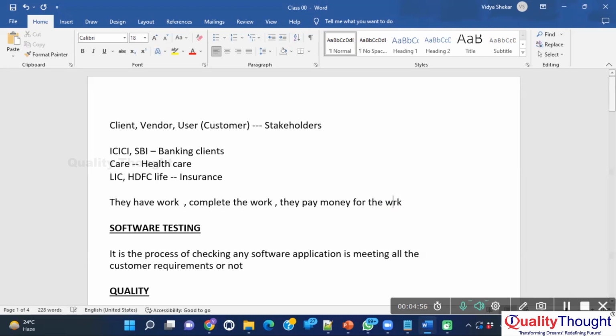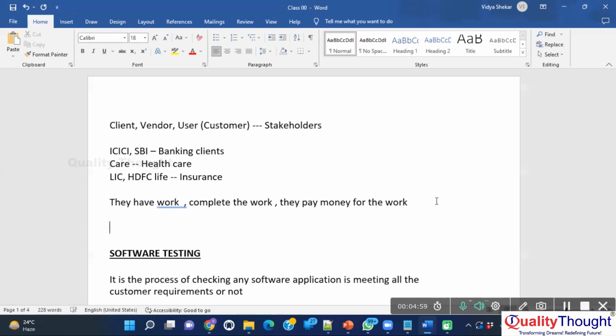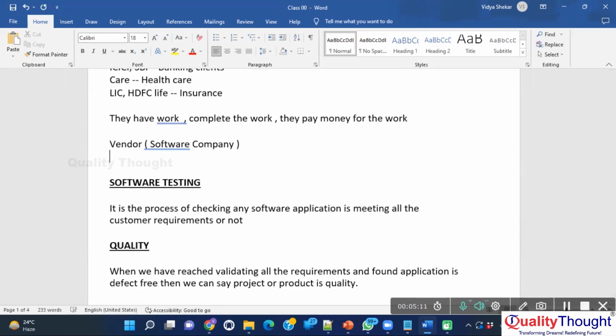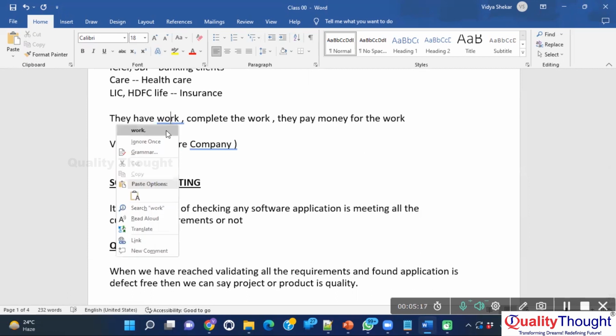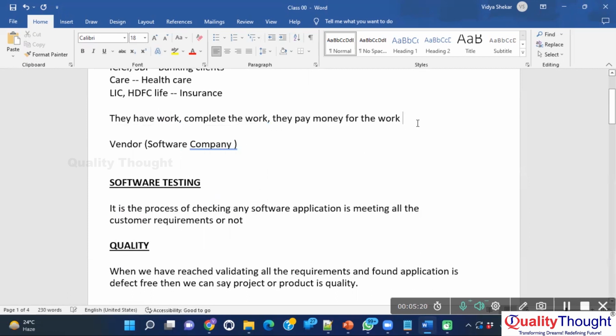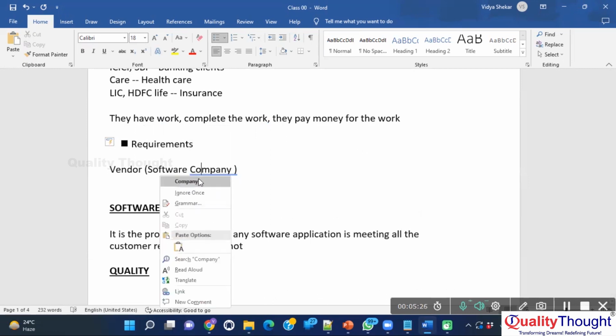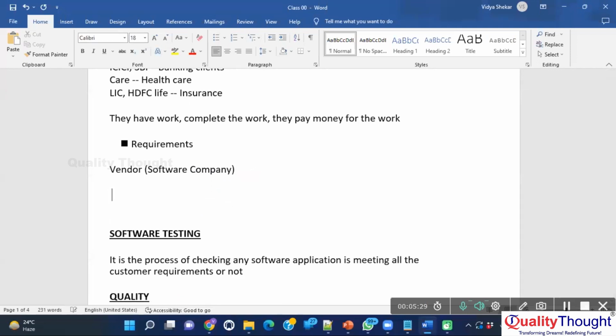Now, what is a vendor? A vendor is a software company. What does a vendor do? The work the client has is called the requirement. The vendor is going to convert this requirement into an application or software code. The purpose of a vendor is to convert requirement to software code.